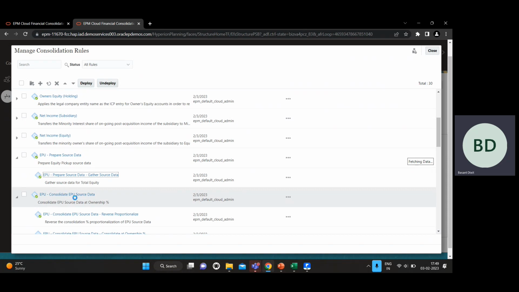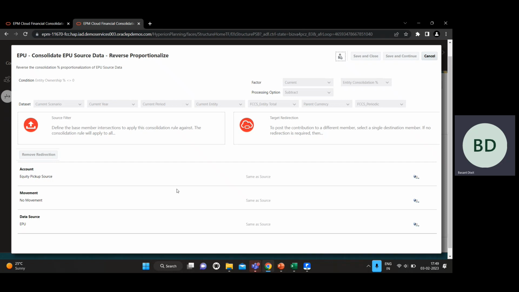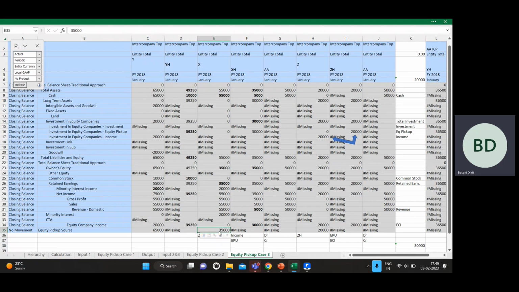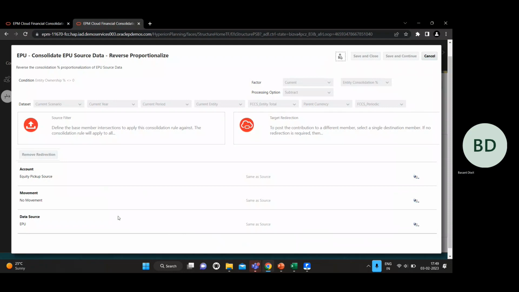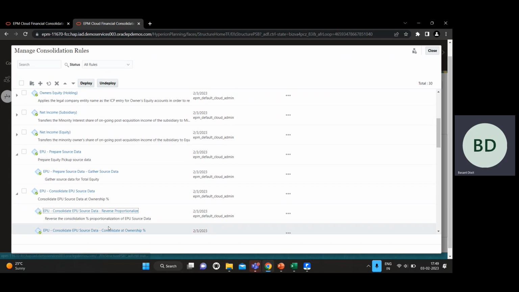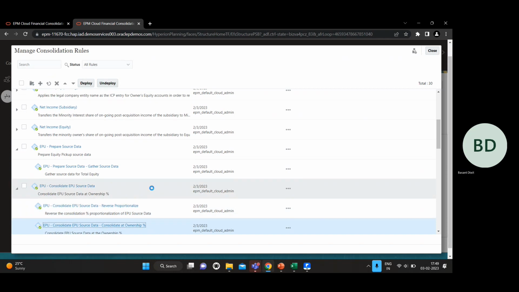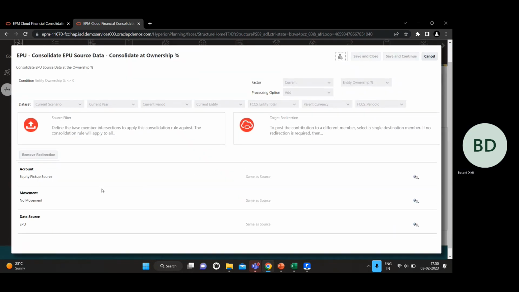So in the second rule set, we have two rules. The first is for the reverse proportionalization for the consolidation percentage, and we have the account equity pickup source. So whatever is coming in this is thrown back. It is subtracting, and movement, you can see, is no movement, and in the second it will add. So actually both the rules are running simultaneously in this rule set. Now it is adding it.